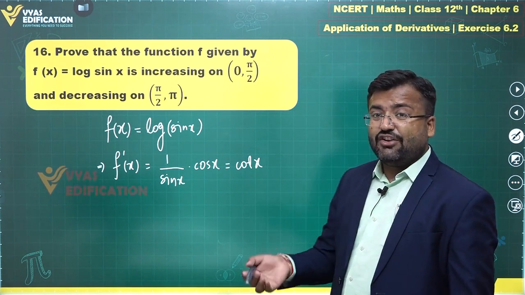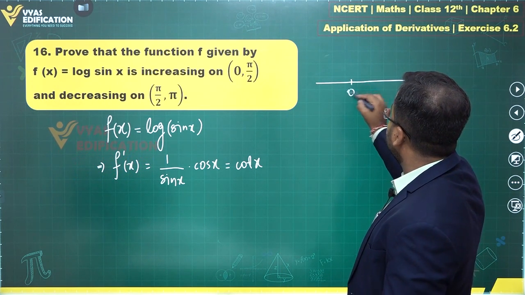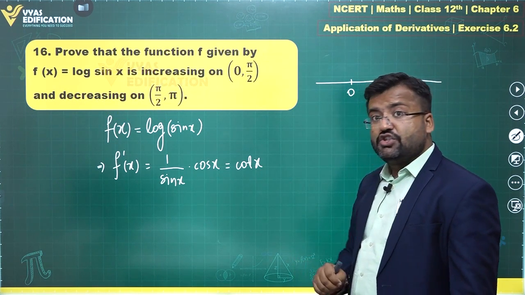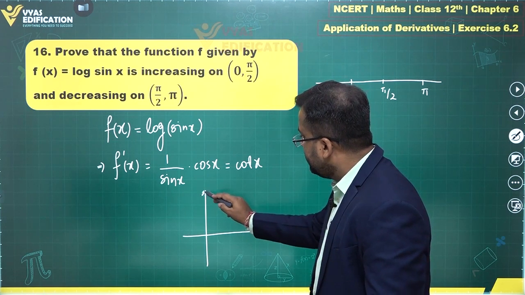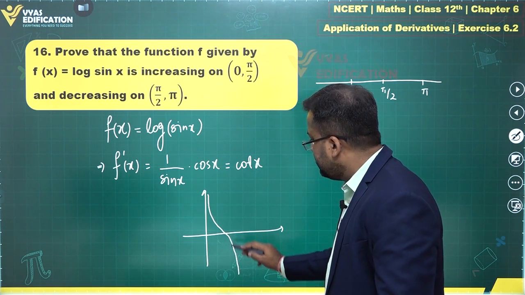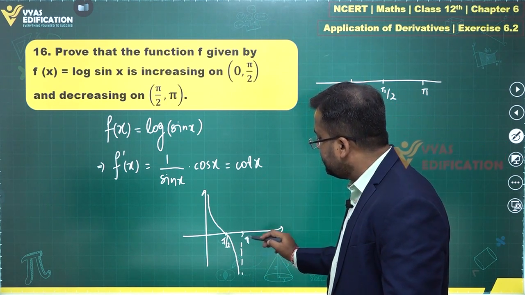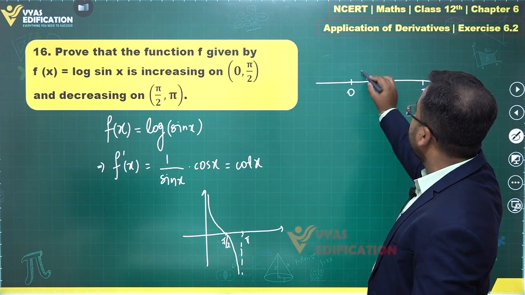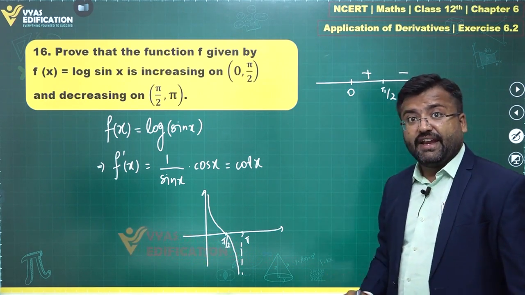Can you analyze the sign of cot x in these intervals over here? Yes, I can do that. This is 0, pi by 2, pi. For 0 to pi by 2, do you remember the graph of cot x? Yes, you should remember the graph of cot x. This is the graph of cot x. This is pi by 2, and this is an asymptotic line. This is pi. For 0 to pi by 2, the value is positive. For pi by 2 to pi, in the second quadrant, the value will be negative.